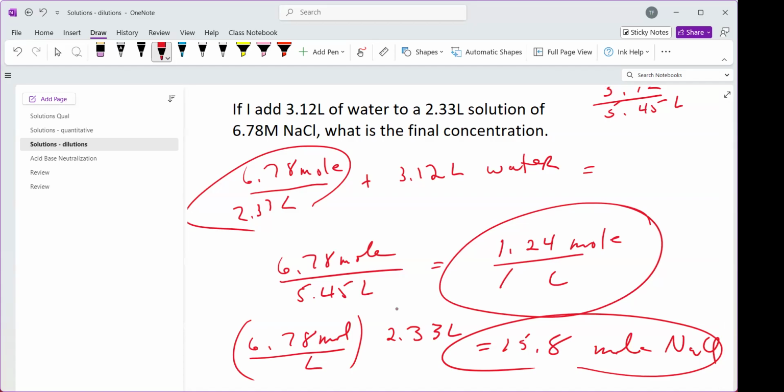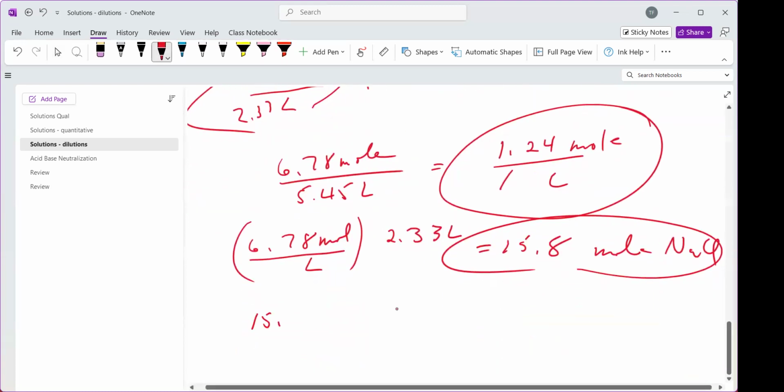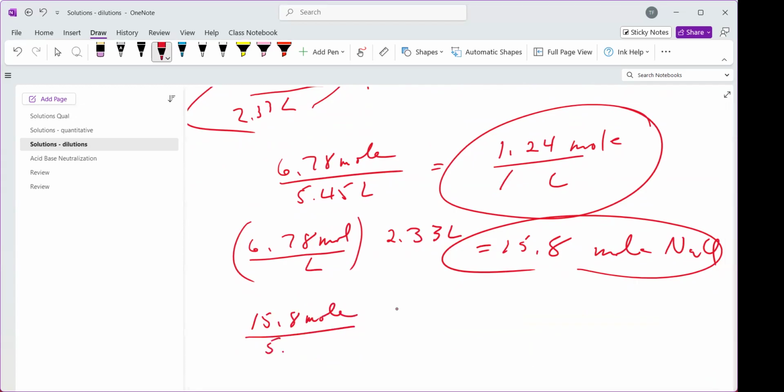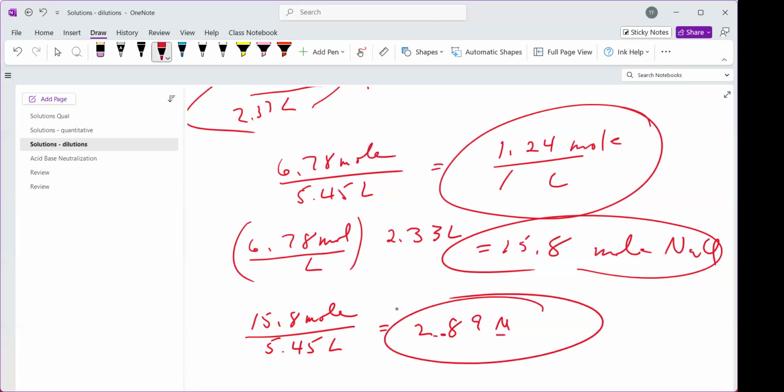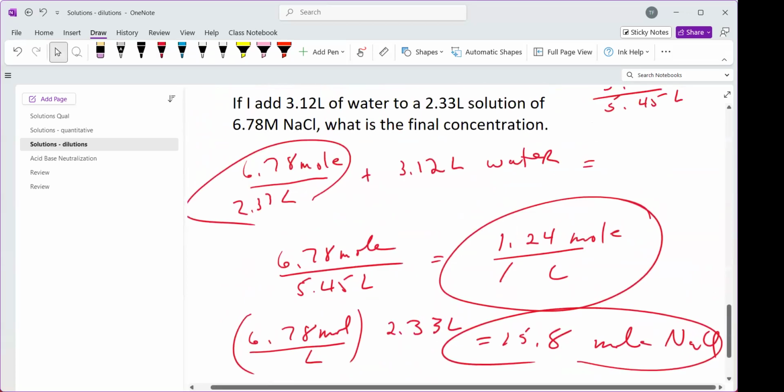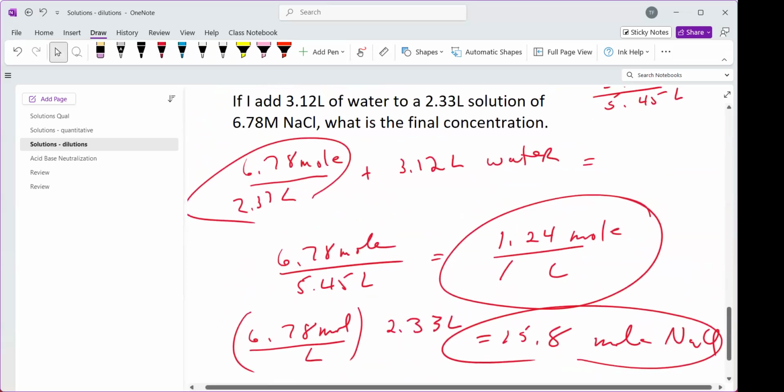Okay, no liters yet. And what's our total number of liters? 545. We have 289 moles per liter. And we started with 678.